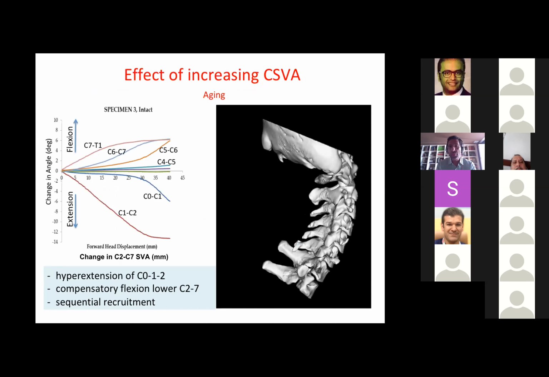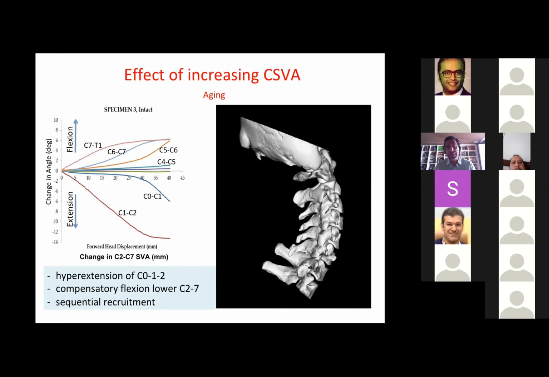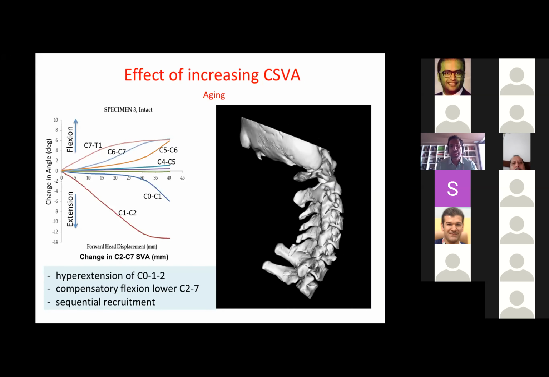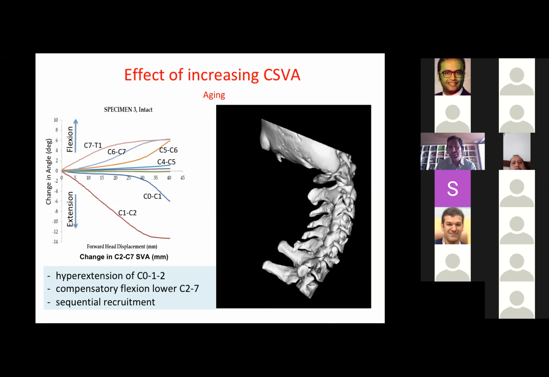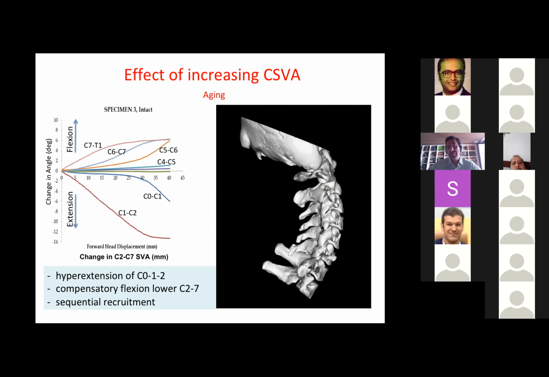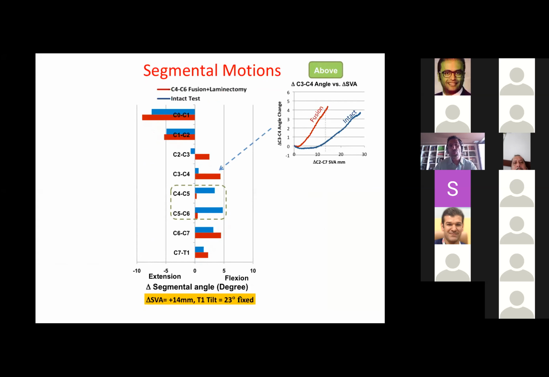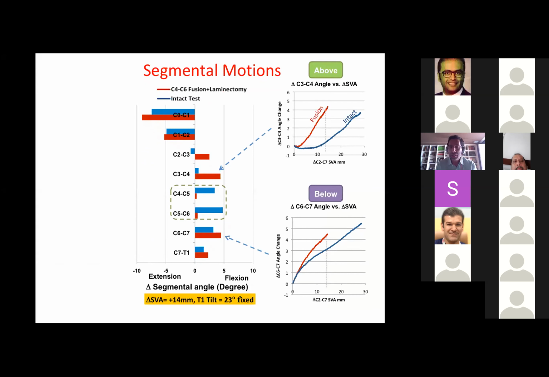You see also here that with aging, you tend to have this increase in SVA, and there are compensatory movements, which are hyperextension at C0, C1, C2, and a compensatory flexion at C2, C7. And if you're doing a fusion, you will abolish these compensatory mechanisms. And that's something you have to think very carefully about, because we are now doing fusions in very young patients with a high life expectancy, and you are really removing this compensatory mechanism by doing a fusion.